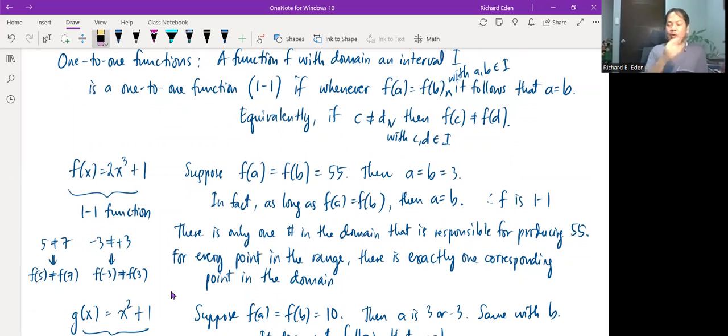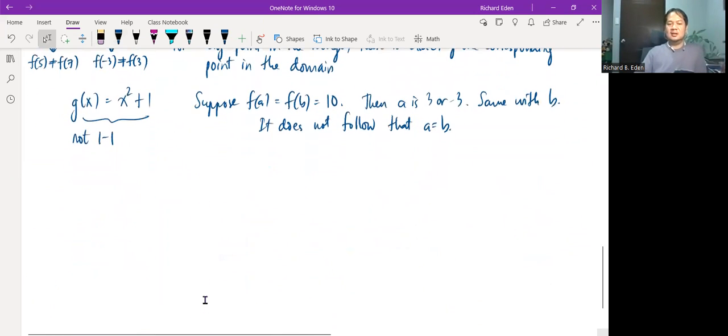So for a one-to-one function, you can think of it this way. Every point in the domain does its own thing. There's no imitation. Kung ano ang ginawa ng isa, hindi na pwedeng gawin ng iba. Alright? And like with... Yes, go ahead.